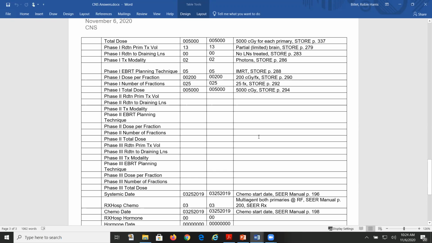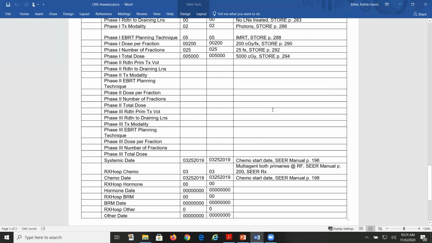The treatment modality is 02 for photons. The technique is 05 for IMRT. The dose per fraction is 00200 for 200 centigrade. The number of fractions is 025 for 25 fractions, and the phase 1 total dose 5,000 centigrade, coded as 005,000.